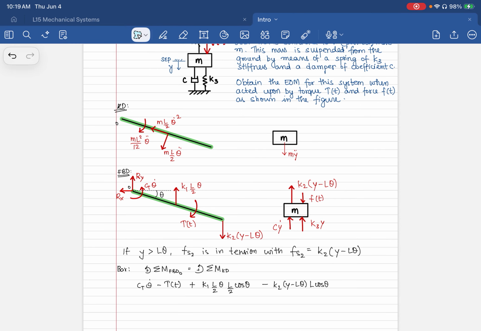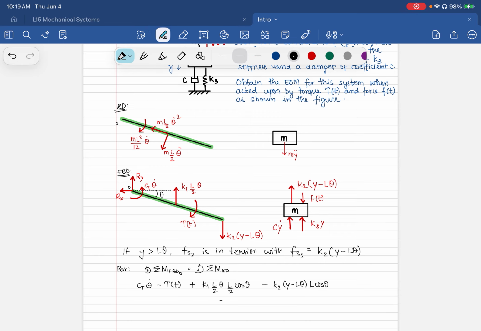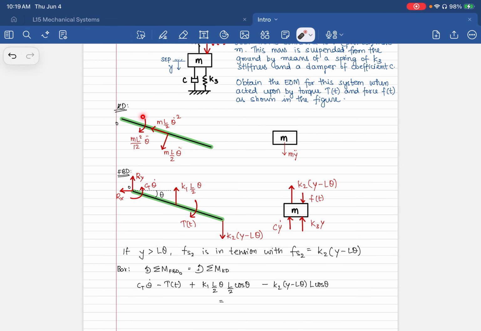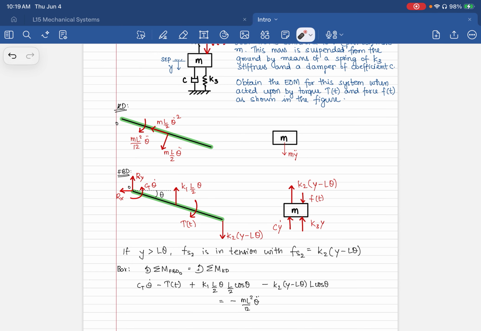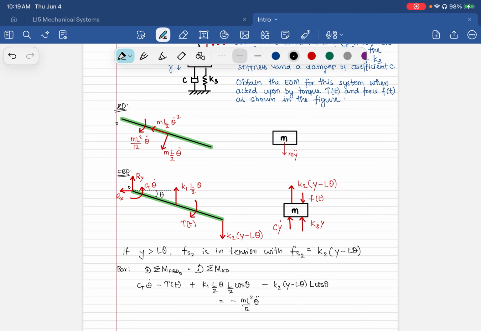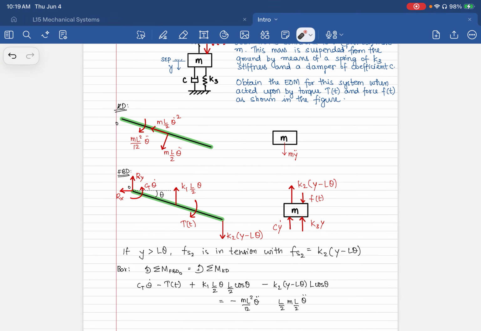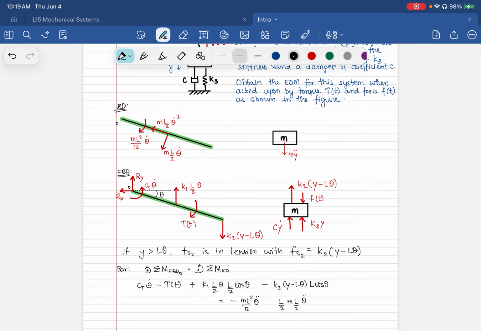Now for the kinetic diagram, I now have this as m L squared by 12, which is in the opposite direction. So minus m L squared by 12 theta double dot. And then this has 0 moment arm length. This one has L by 2 moment arm length. So L by 2 times m L by 2 theta double dot. The positive or negative, R cross F. It's in this way. It's negative.